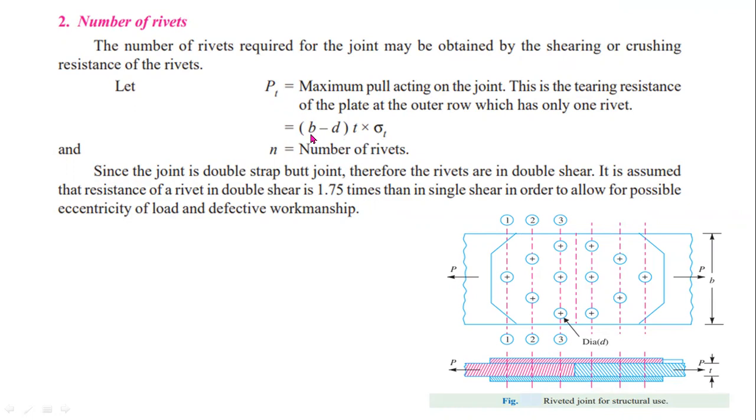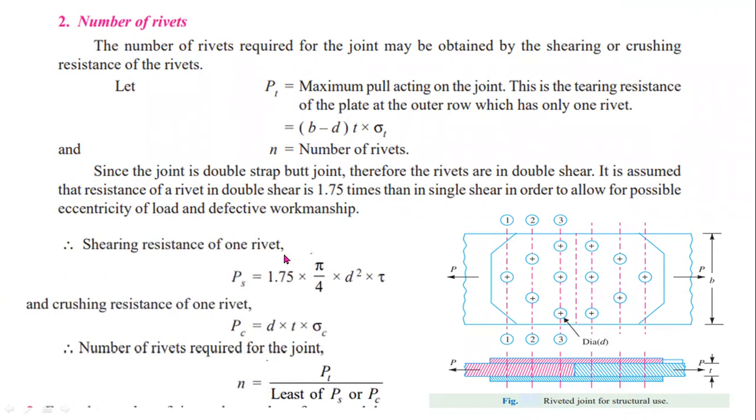B is the width of the plate, d is the diameter of the rivet hole, T is the thickness of the plate, and sigma T is the tensile stress induced in the plate material. After that, you have to determine the shearing strength.